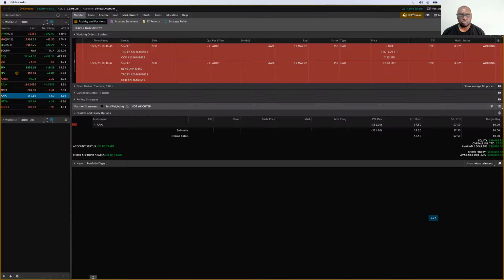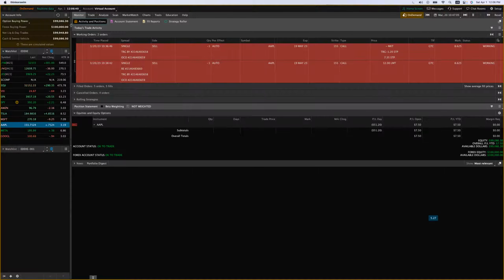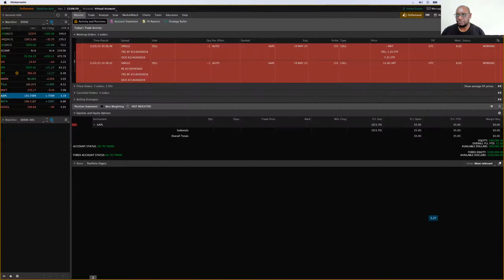So by default, on demand, you can see it here, it gives you like $100,000, right? In fact, that's what's going to tell you it's not your live account. And you can reset the amount of money inside of your on demand, just like you can reset inside of your paper trading. So that is just another feature of on demand.